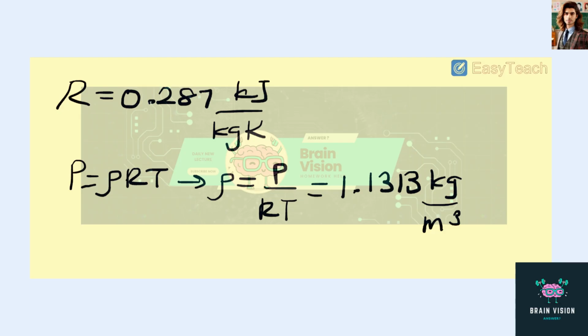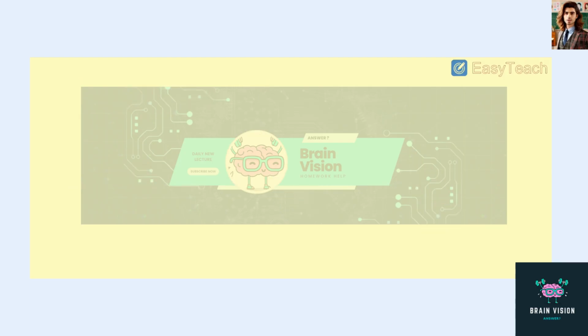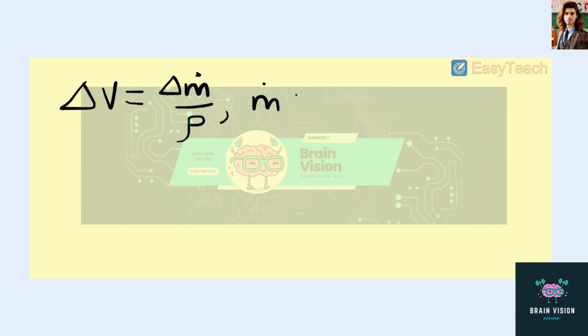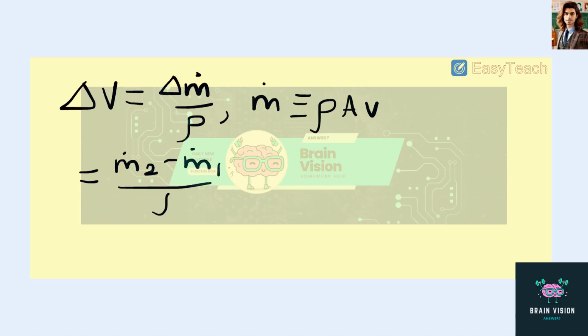Next, what we're going to do is actually solve for our change in volume. So delta V, the change in volume, is going to equal the change in m dot over rho. Now m dot is the mass flow rate, and that's defined as rho times area times velocity. So if we're going to apply this concept to find the delta V, we can say that delta V is equal to m dot 2 minus m dot 1 all over rho times delta T. Yes, there should be times delta T here.